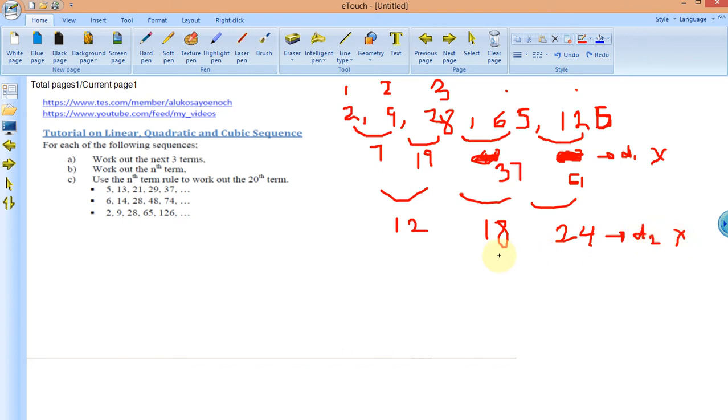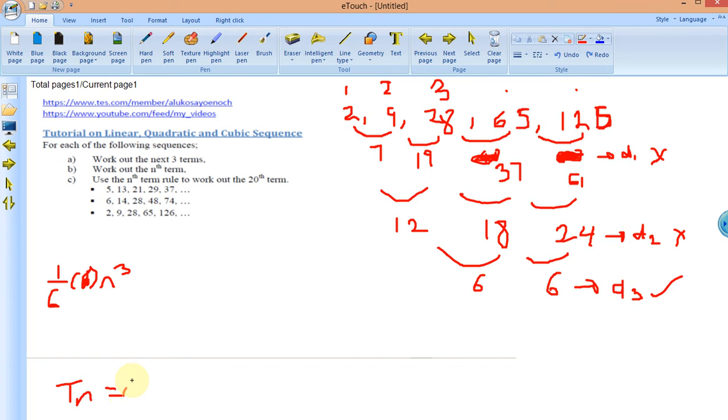So finally, 18 minus 12 is 6, and 24 minus 18 is 6. So the third difference is a constant. I'm going to give that a tick, meaning that it's a cubic sequence. Don't forget that for a cubic sequence we do 1 over 6 of the common difference, times n raised to power 3. Since D is 6, the first part of the formula is n^3.